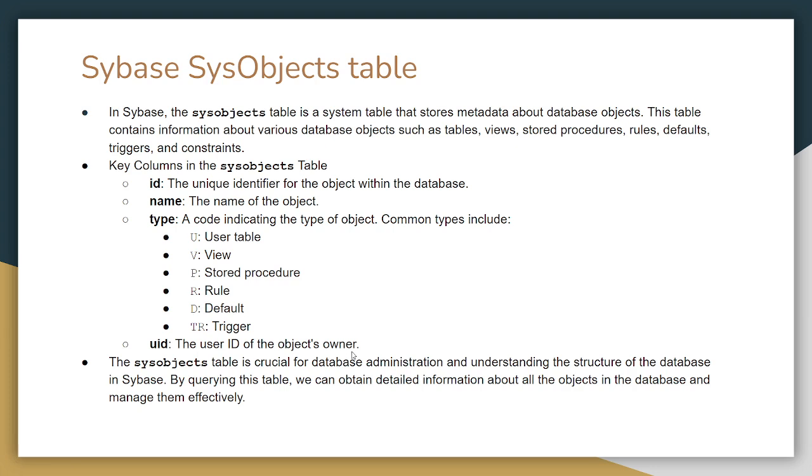So the sysobjects table is critical. It's crucial for database administration and understanding the structure of the database in Sybase. By querying this table, we can obtain detailed information about all the objects in databases and manage them efficiently. This is one of the important tables in Sybase.